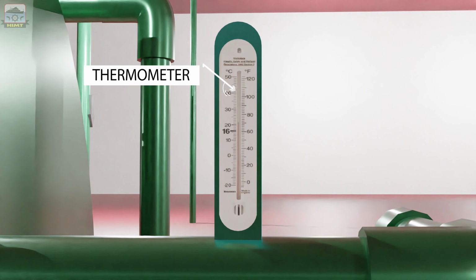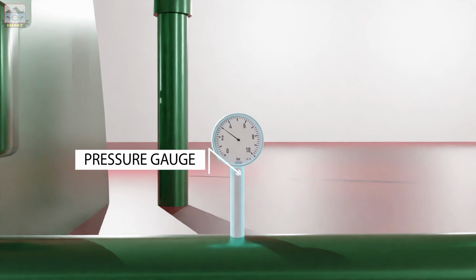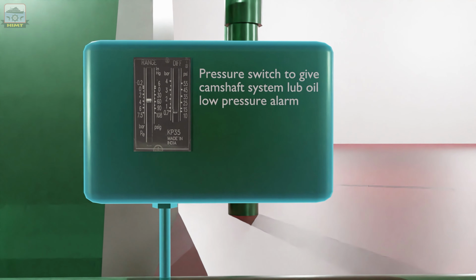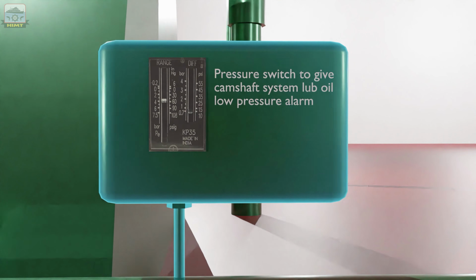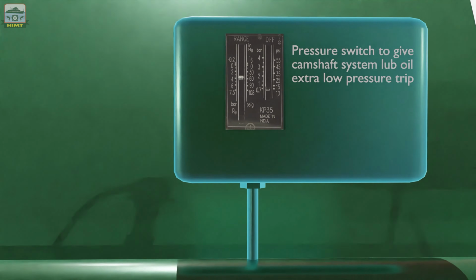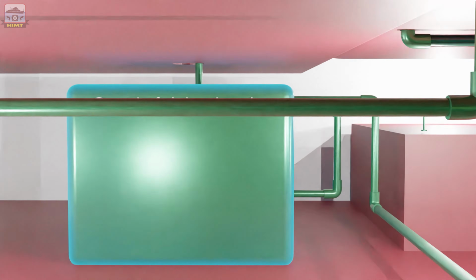A thermometer at the lube oil inlet manifold. A pressure gauge at the manifold. Pressure switch to give camshaft system lube oil low pressure alarm. Pressure switch to give camshaft system lube oil extra low pressure trip. Pressure transmitter to transmit the lube oil pressure to engine control room. Now let us see how the camshaft lube oil flows from one component to another.